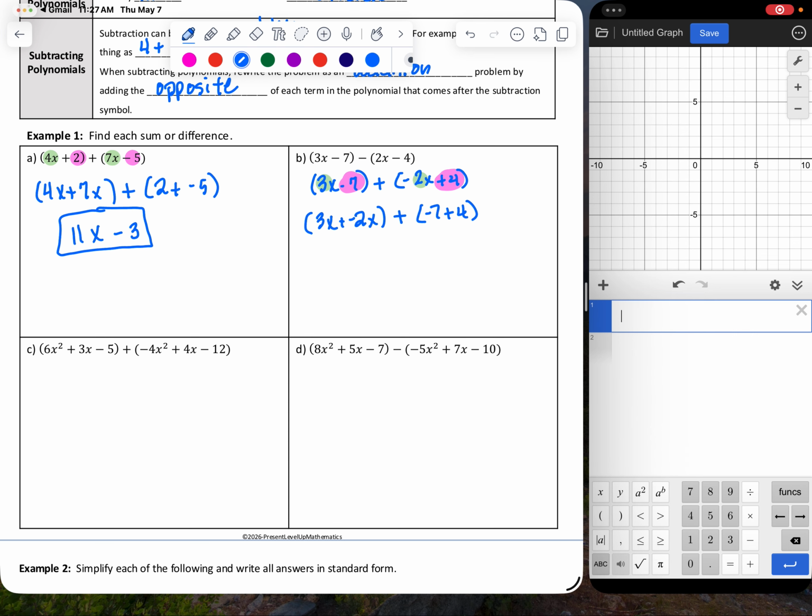Then you simplify it. 3x plus negative 2x is just 1x. Negative 7 plus 4 is negative 3. So again, I would write minus 3. All right. Now, sometimes we can have longer polynomials.